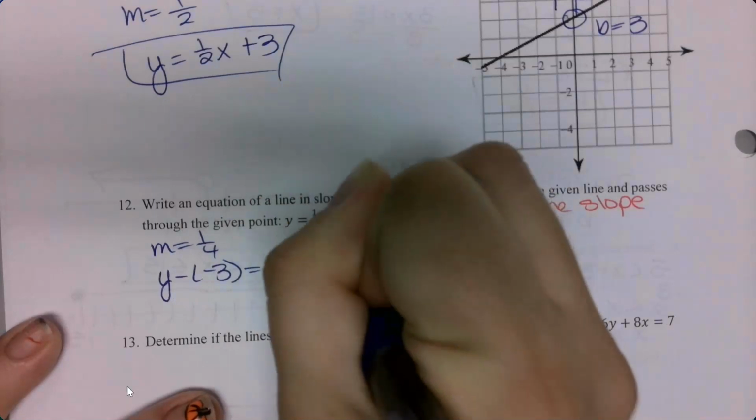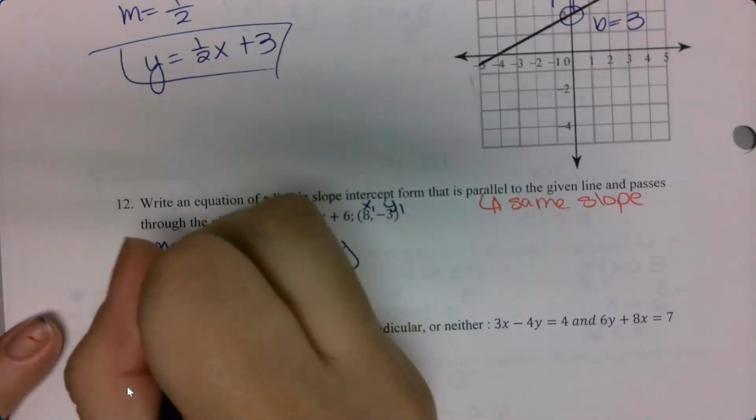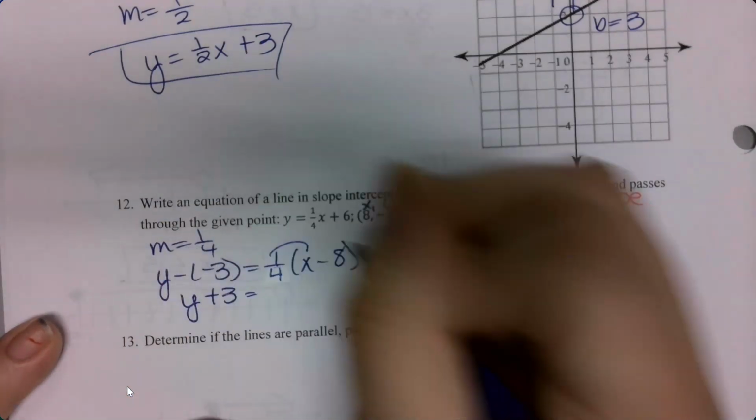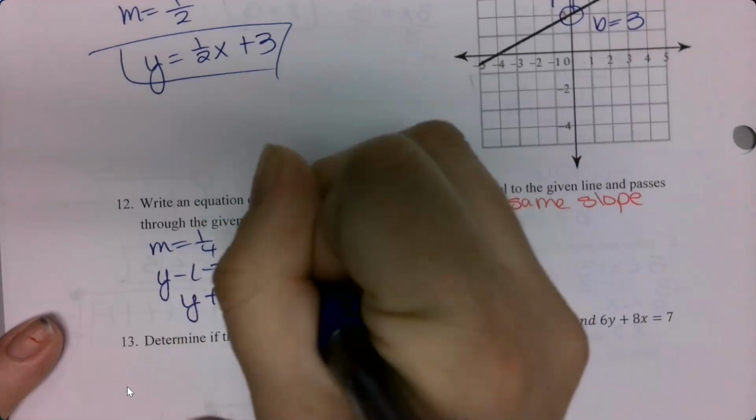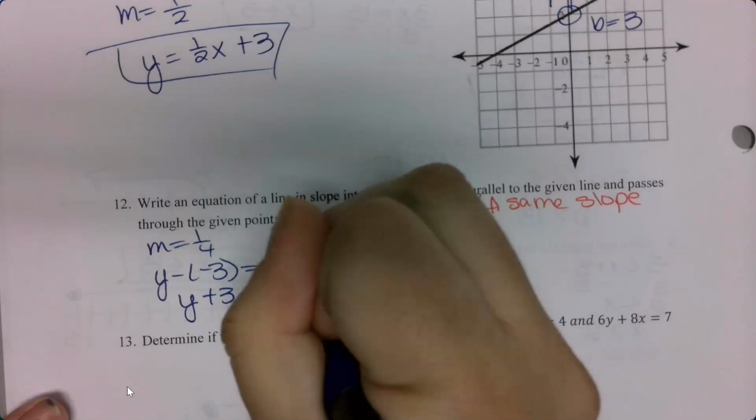X minus 8. And then I can solve this to put it back into slope-intercept form. So I'm going to have the double negatives turn into plus. And then I can distribute my 1/4. So I have 1/4 x. 1/4 times negative 8 is the same thing as dividing by 4, which is going to give me negative 2.